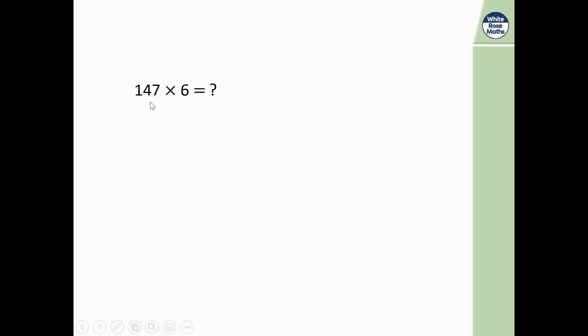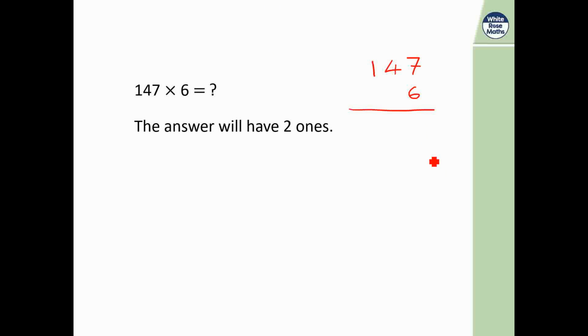Okay, 147 times 6. The answer will have 2 ones. Let's do this one. I can draw it on the screen for you. So we have 147 like this, and then we have our 6. What is 6 times 7? 42, good. So I need to put the 2 here, and then I need to put a little 4 here, so I remember. That's my 42. 4 times 6. What's 5 times 4? Instead of 6 times 4, what's 5 times 4? 20. So if it was 6 times 4, it would be 24, right? Okay, I'll write that down.